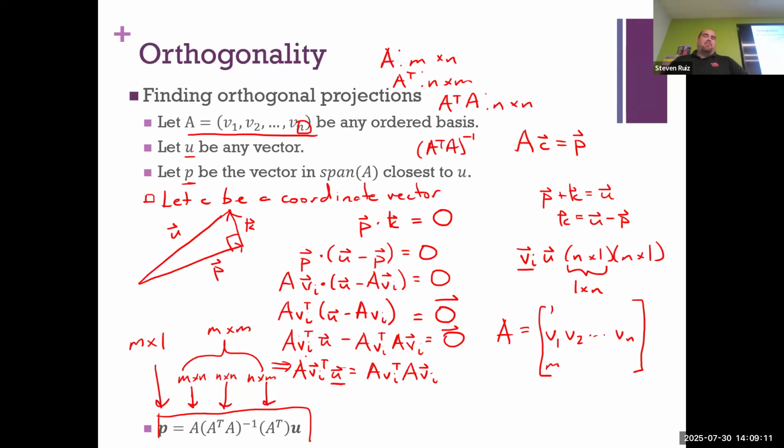Which means, I said P and U are close to each other, but I can't say that if they don't even live in the same number of dimensions. So U would also have to be M by 1. So does multiplying an M by M matrix by an M by 1 vector give what I care about?